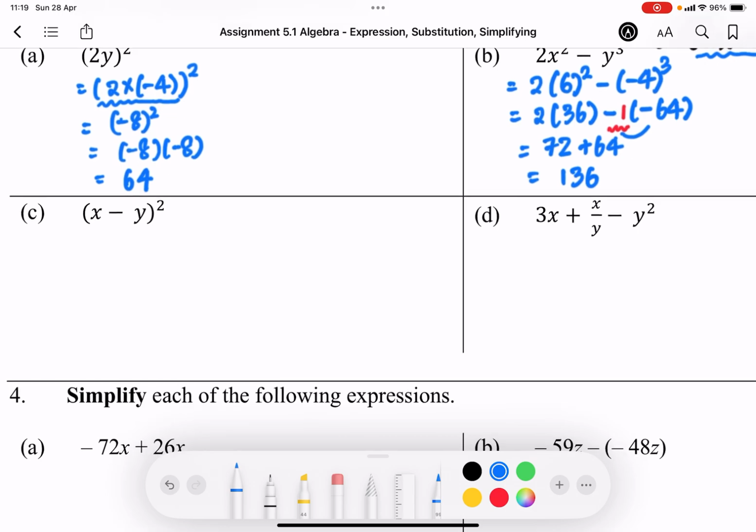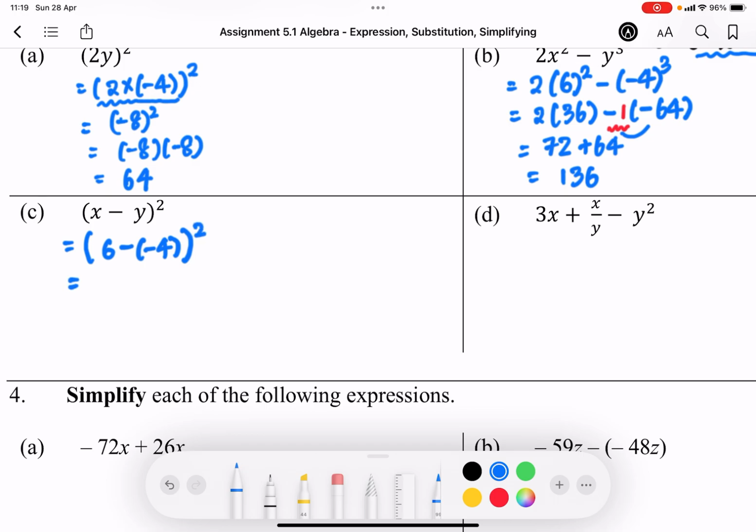Next, (x minus y) squared, which means we will have everything put inside the bracket first, then evaluate. So x is 6, therefore we put 6 here, minus y is negative 4. So we have to put a bracket to write down a negative 4 here, and then the whole thing squared.